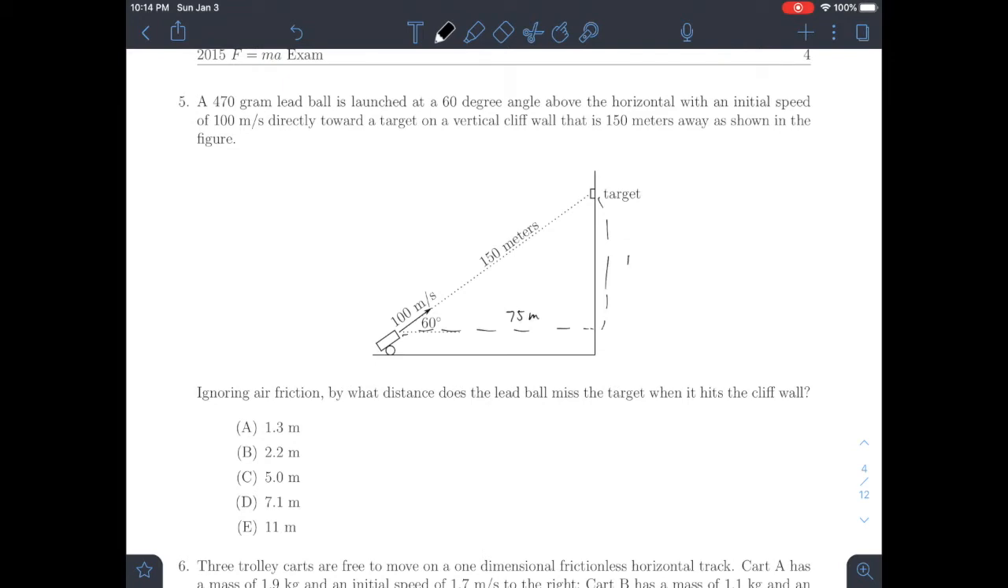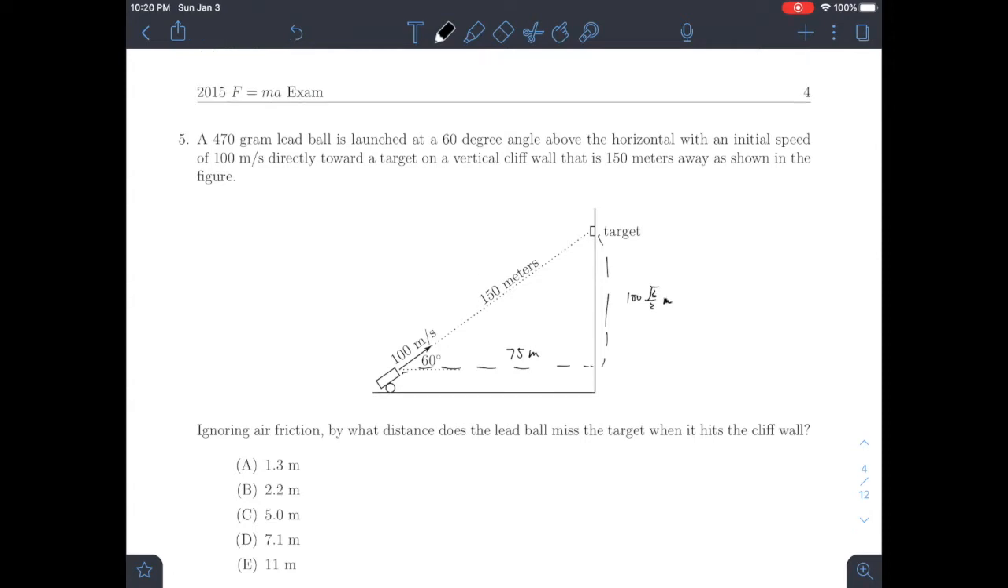Ignore the air friction. What distance does the lead ball miss the target when it hits the cliff wall? So first, let's calculate the horizontal and vertical distance. Horizontal distance is 150 times the cosine of 60 degrees, and the vertical distance is 150 times sine of 60 degrees, and calculate it out.